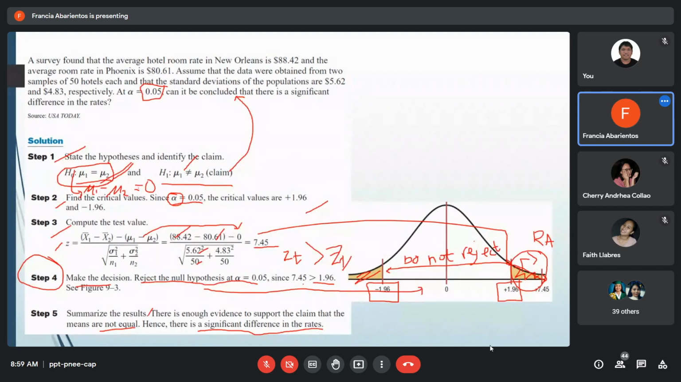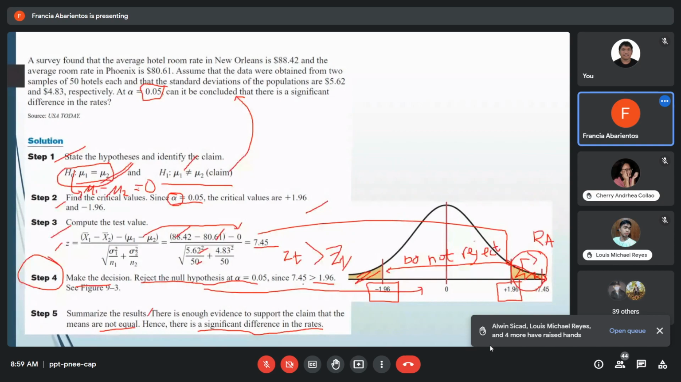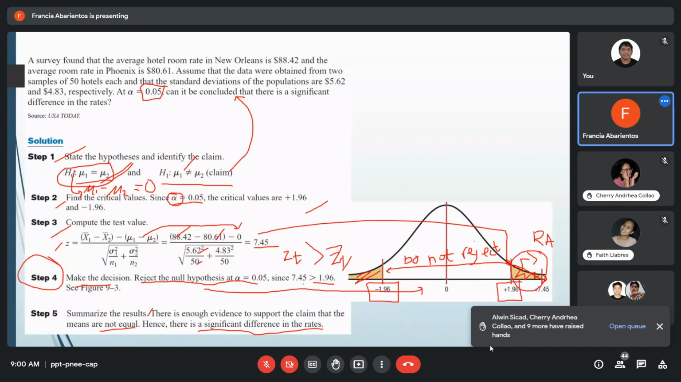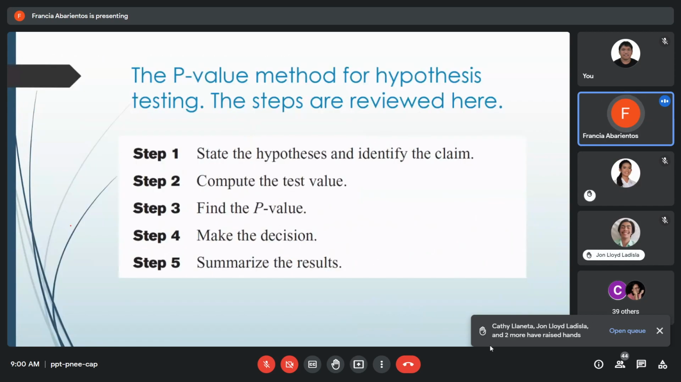Okay? But raise your hands if you do understand. Ay, wala. Nakikinig kayo, ma'am. Okay. So, that is now an example of the testing.